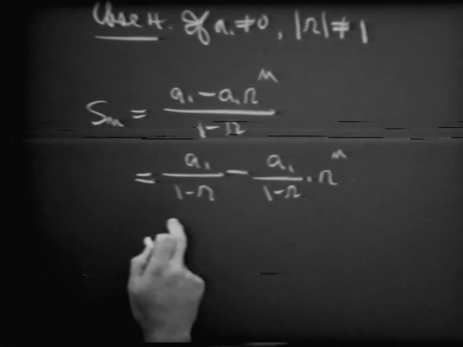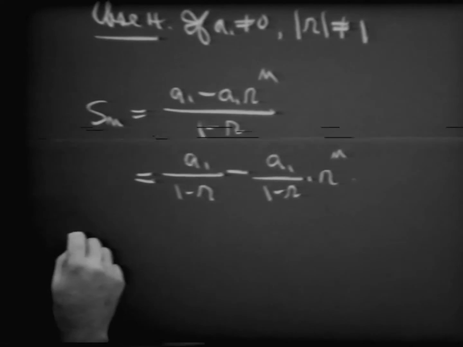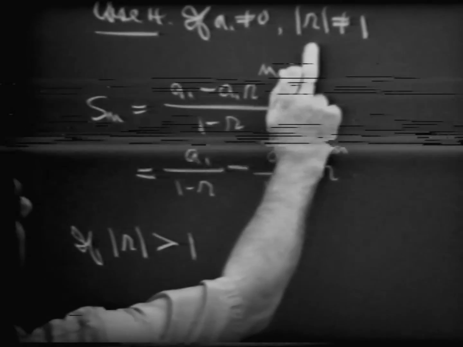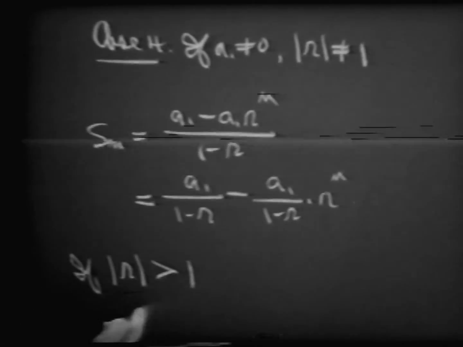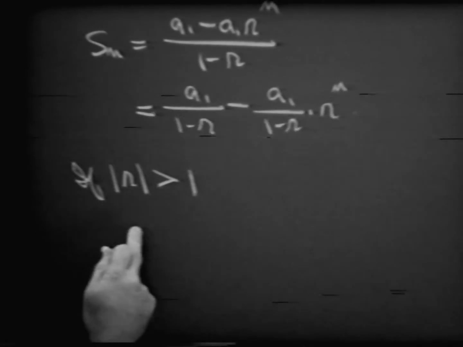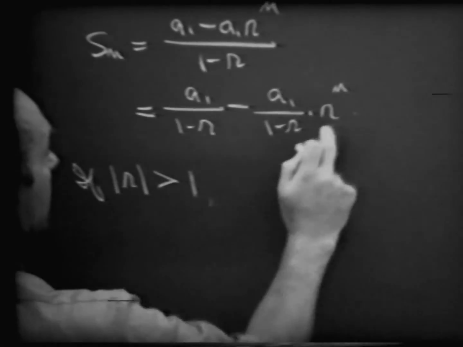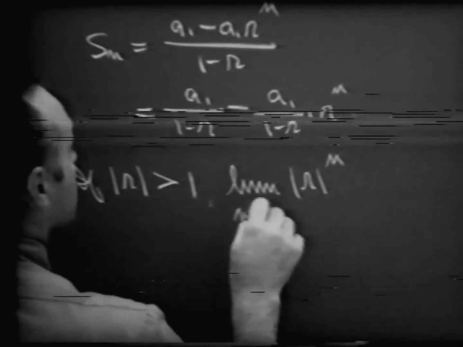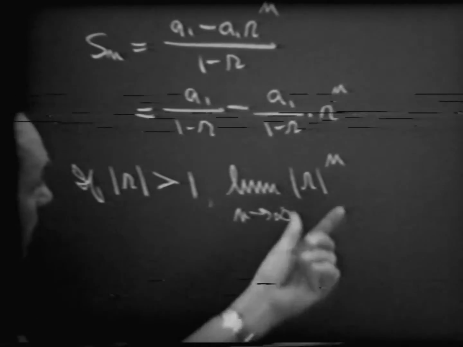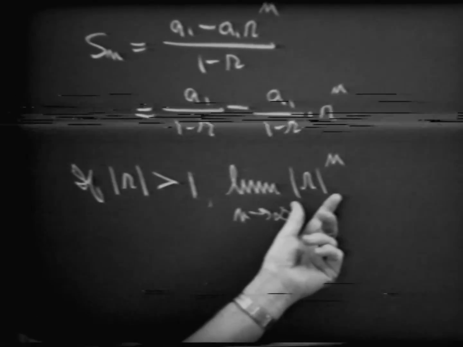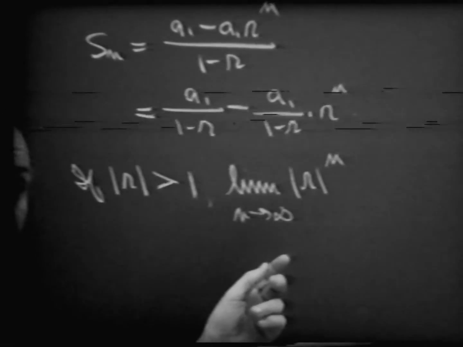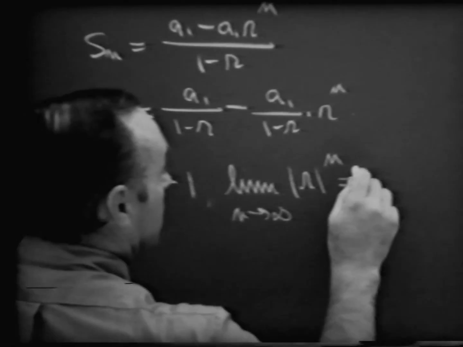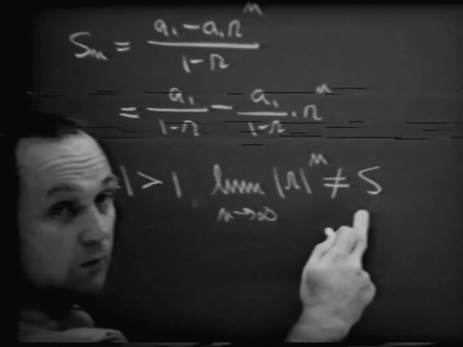Okay? Now, let's consider the case in which the absolute value of r is greater than 1. Here, the absolute value of r cannot be equal to 1, so let's consider the case where it is greater than 1. Let's look at the limit of r to the nth power as n goes to infinity. If the absolute value of r is bigger than 1, raised to the nth power as n goes to infinity, does this go to some number? Will this converge to some number? I think you will agree that it will not converge to some number s, call it.